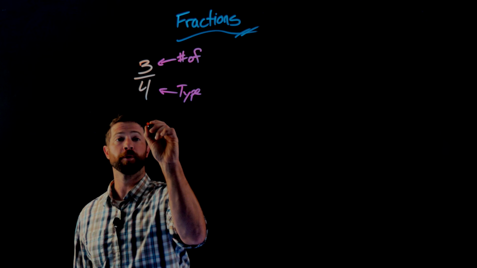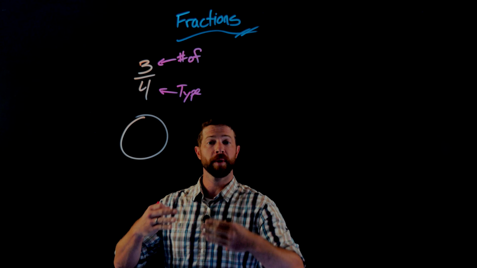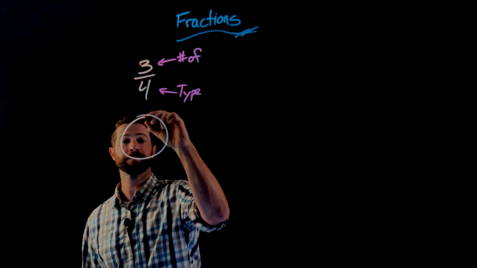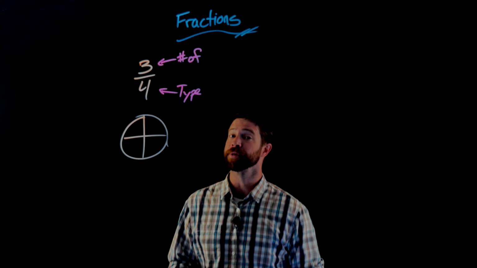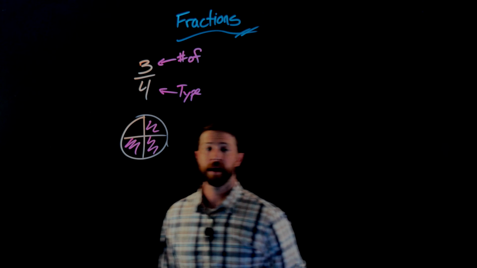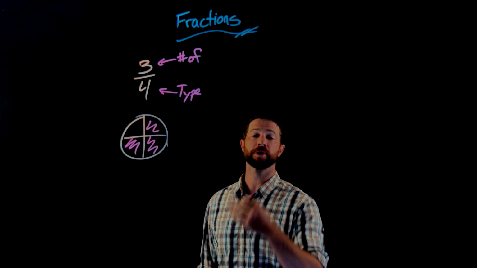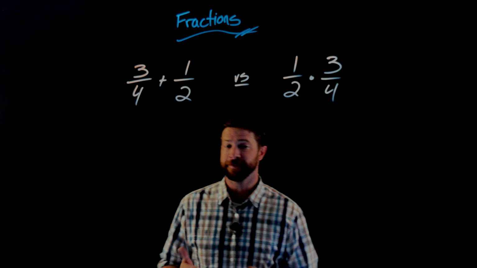If you're thinking of 3/4, you can think of a pie as being 1. The 4 tells you how many ways you split up this pie, so we're going to split this into 4 even pieces. The numerator on top, the 3, tells us how many of these that we have. So let's take 3 of those 4 pieces. That's 3/4 of 1.